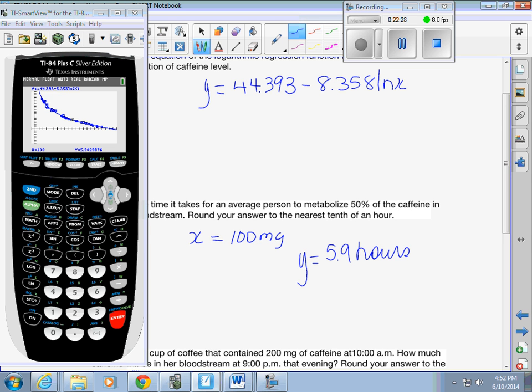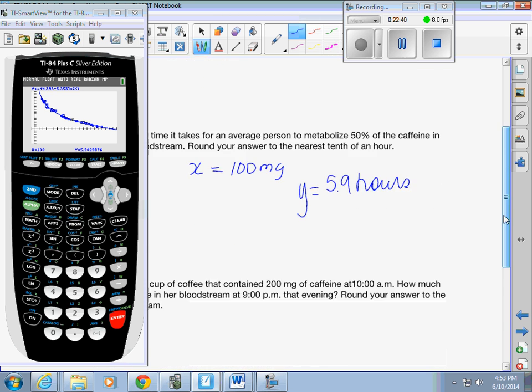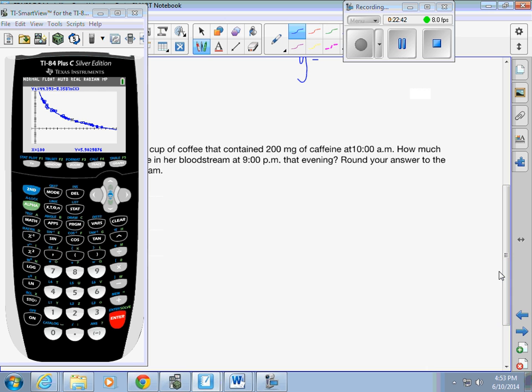C part says Paula drank a cup of coffee which contained 200 milligrams of caffeine at 10 a.m. How much caffeine will be in her bloodstream at 9 p.m. that evening? Round your answer to the nearest milligram. So we want to know what is x when y is equal to, so if she starts at 10, at 9 o'clock then, that's going to be 11 hours later.